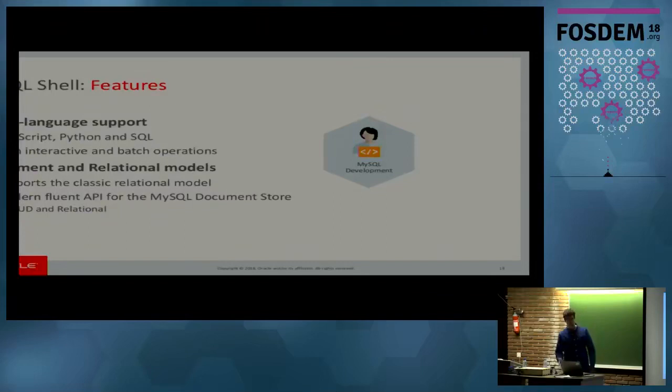I don't know if you're aware of it, but it was already talked about here, the document store. The shell has full support for the document store with a fluent API, that is the Dev API. And we also have support for the classic relational model.